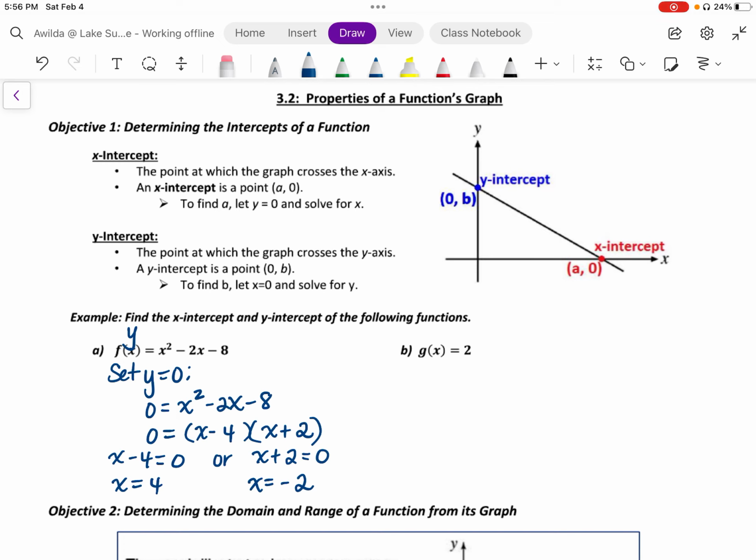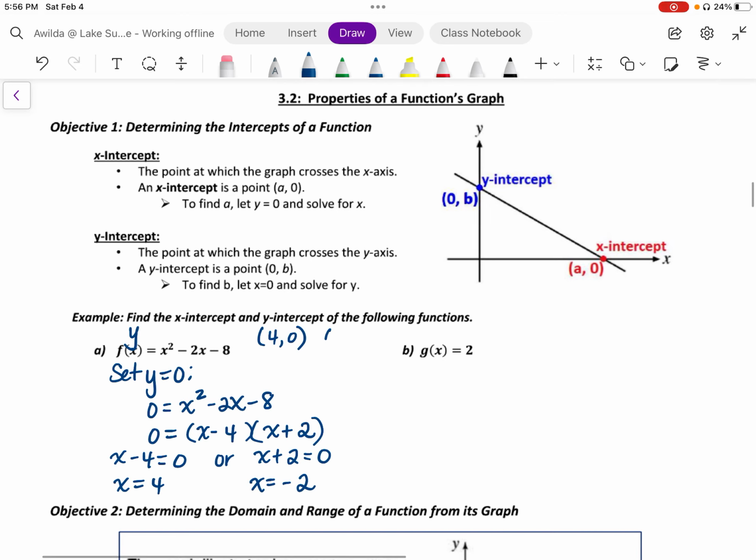That means that there are two x-intercepts for this graph. One x-intercept is the ordered pair 4, 0, and the other is the ordered pair negative 2, 0. So both of these are x-intercepts.